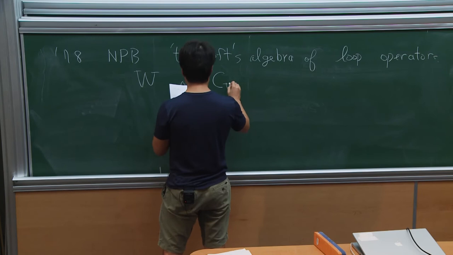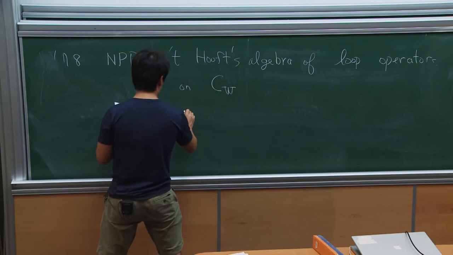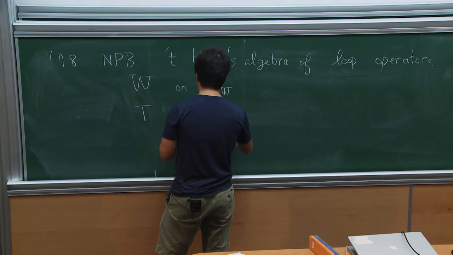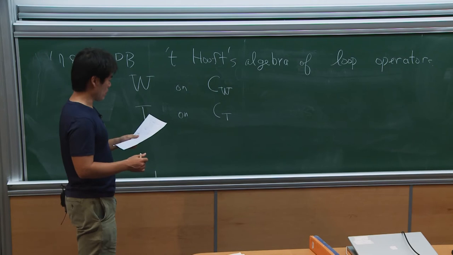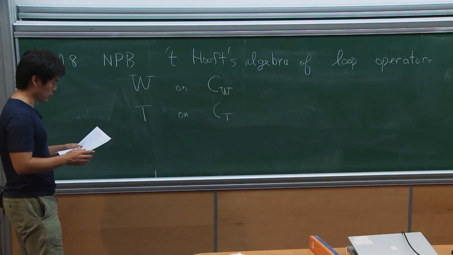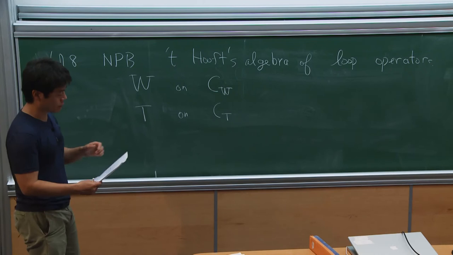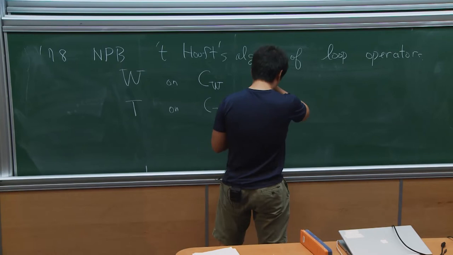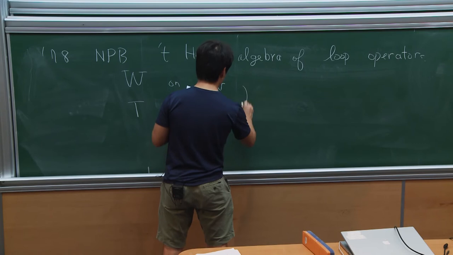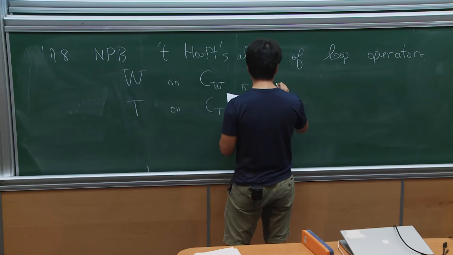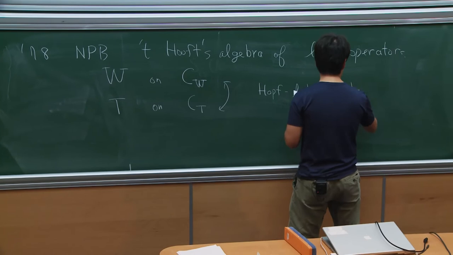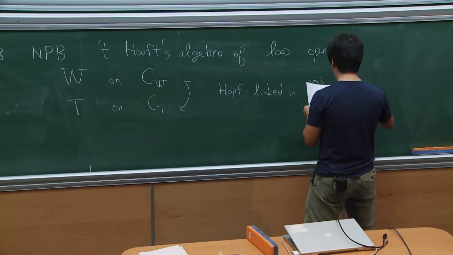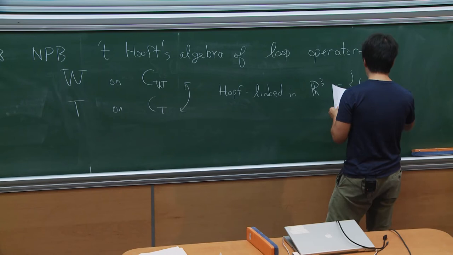And let's consider a 't Hooft loop on some other curve. 't Hooft was considering a non-supersymmetric theory. I think it can have some matter fields. The definition of the 't Hooft operator was somewhat different, but essentially what I explained was a modern definition of the operator. Now we want to consider the following situation. So C_W and C_T are one-dimensional curves. But let's first consider the situation where these curves are Hopf linked in R3, three-dimensional space, which you can think of as a constant time slice, so at t equals 0.